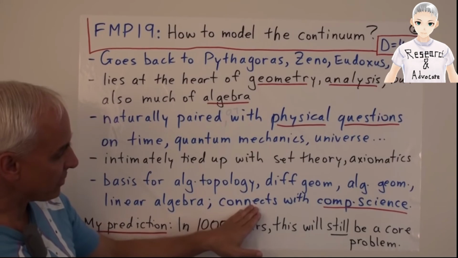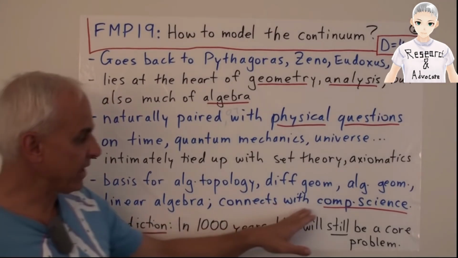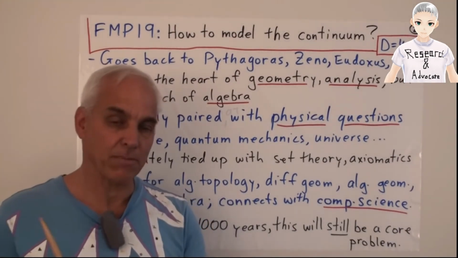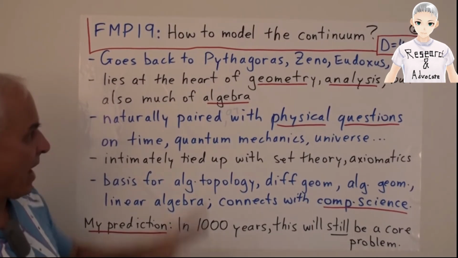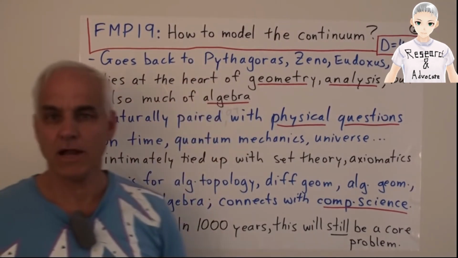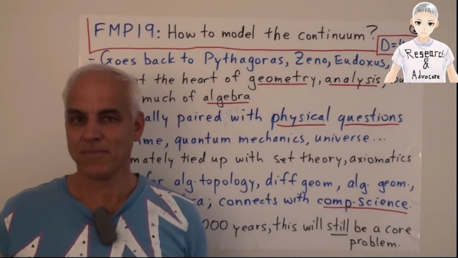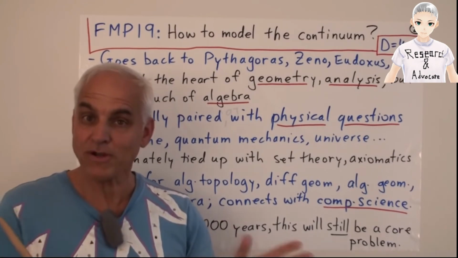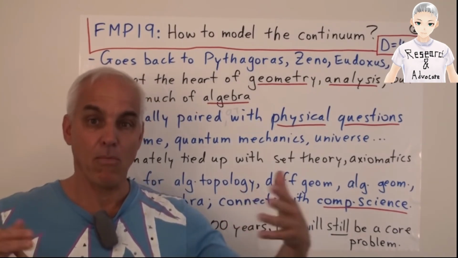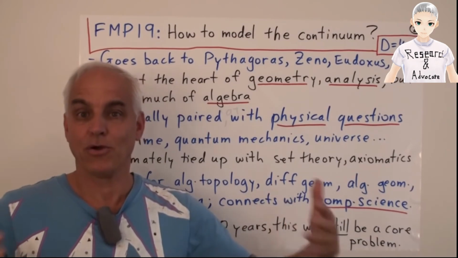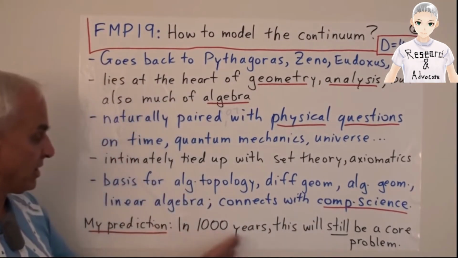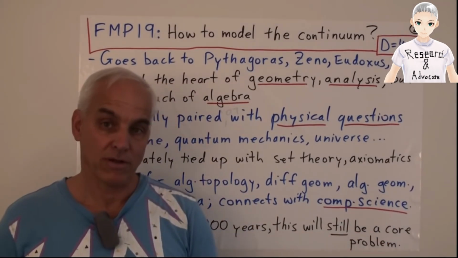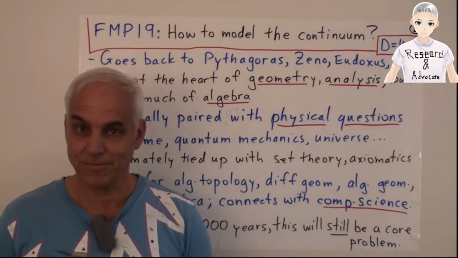And very interestingly and prominently, this question connects with modern computer science. We'll see that as we progress a little bit later more deeply into the question. I believe this is a fundamental kind of open-ended problem that's not going to go away. Really, really important problems can never be fully solved. We can make progress towards them, but there's always something more that unfolds as we learn more. I believe that in 1,000 years from now, this will still be a core problem. In fact, it still may be the most important and fundamental problem in 1,000 years.